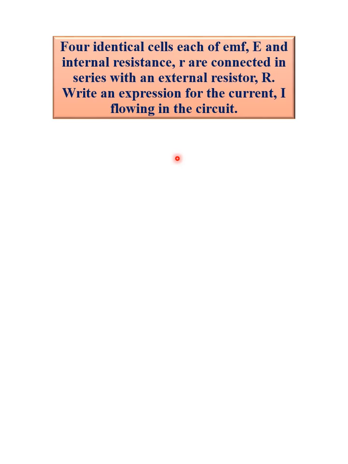This is a case where we have four cells with internal resistance powering an external resistor R, and we want to know the current that is flowing in the circuit. When cells are connected in series, the total EMF of the cell is the sum of each of the EMFs of the cell.